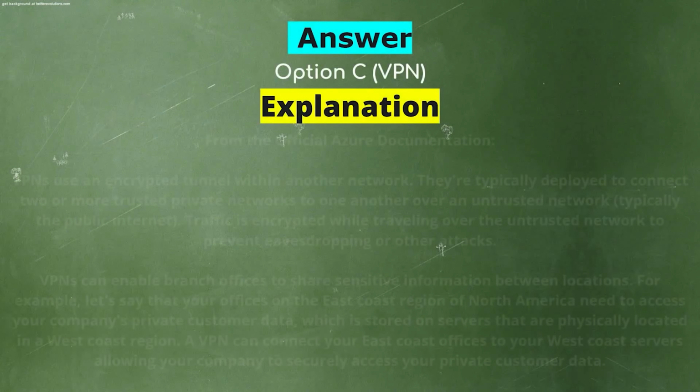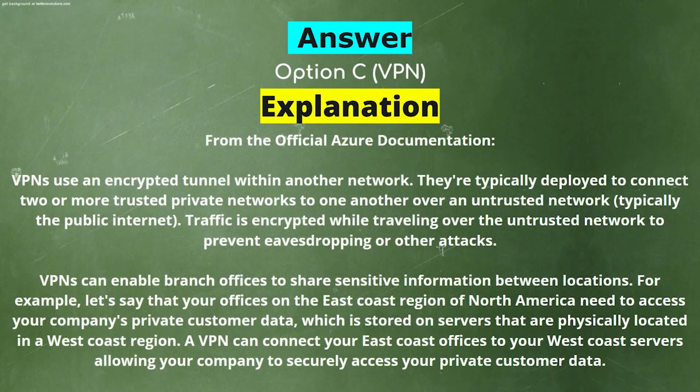Explanation. From the official Azure documentation, VPNs use an encrypted tunnel within another network. They are typically deployed to connect two or more trusted private networks to one another over an untrusted network, typically the public internet. Traffic is encrypted while traveling over the untrusted network to prevent eavesdropping or other attacks. VPNs can enable branch offices to share sensitive information between locations.